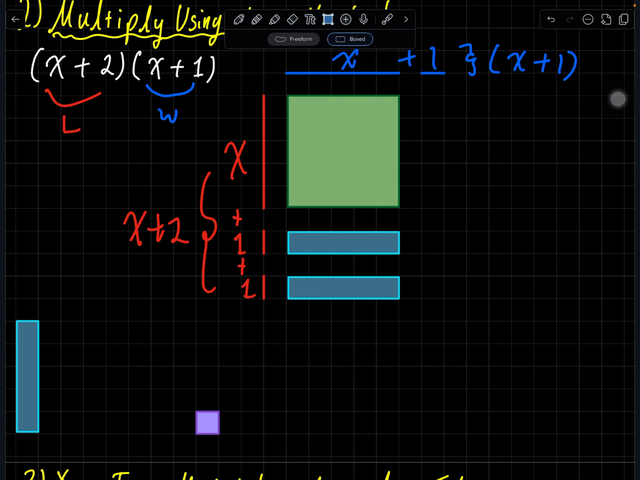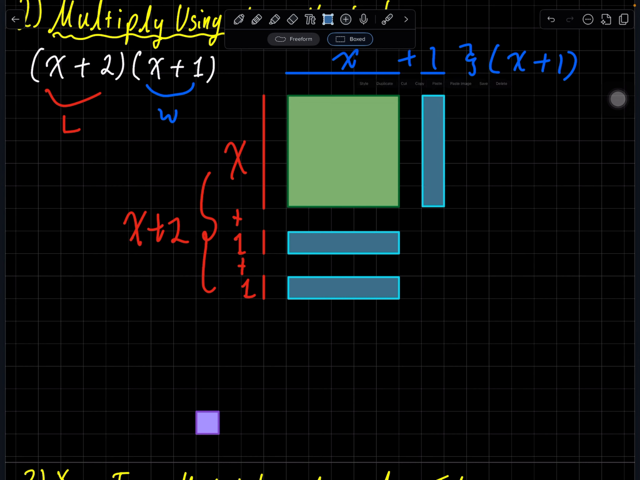And finally, we must do it for the other column too. So let's take 1 times x. Well, 1 times x is the blue bar. And then we must find 1 times 1, which will be the purple square.